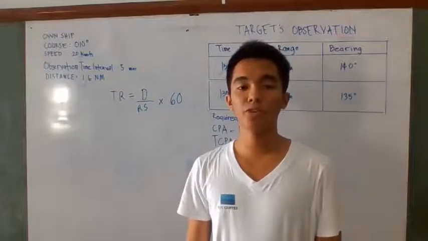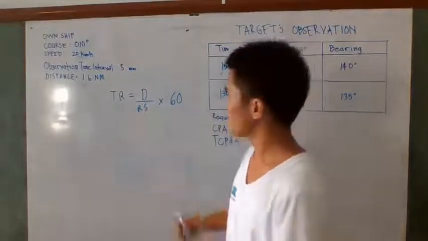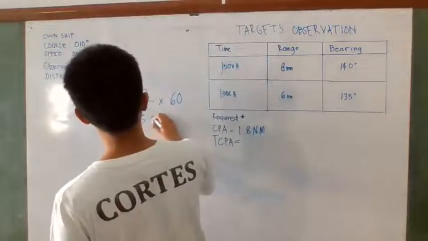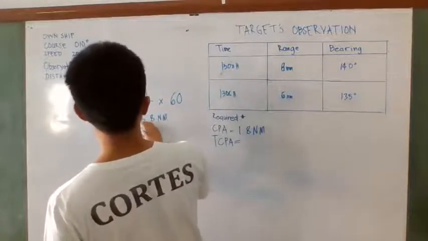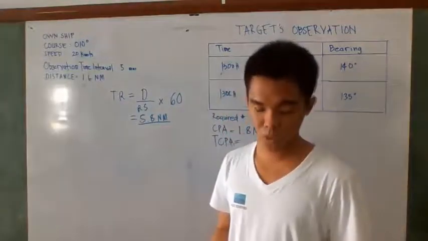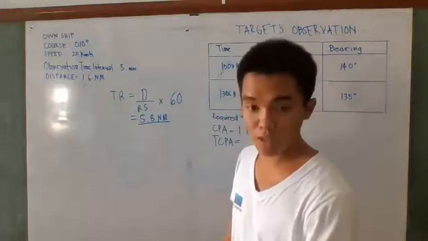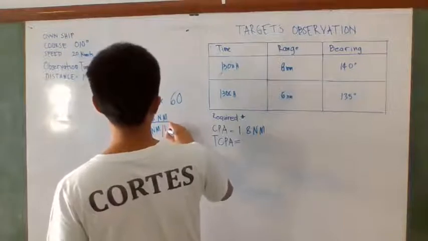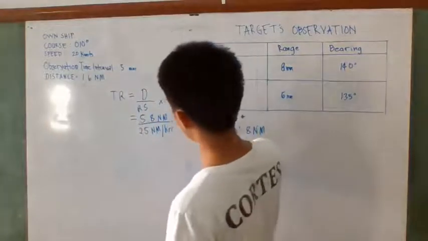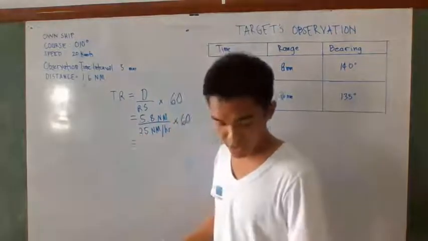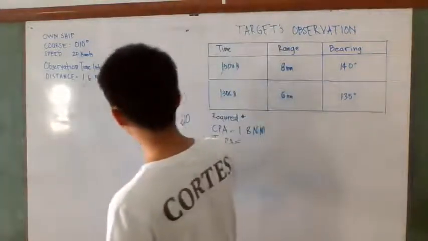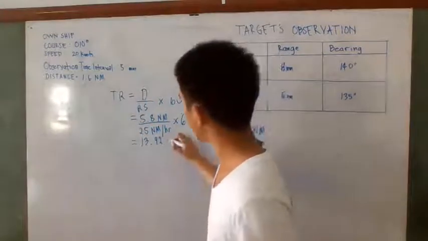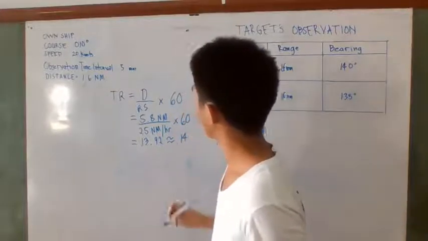Now, we will be able to solve for our time required. The distance is 5.8 nautical miles, and the relative speed, which we were able to solve a while ago, is 25 nautical miles per hour, multiplied by 60. And the answer is 13.92. We round it off to 14.